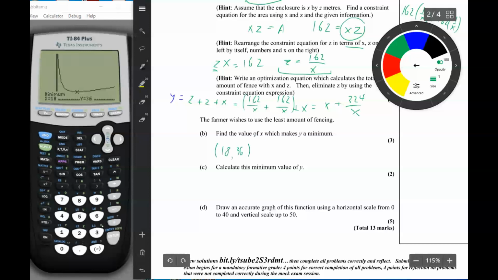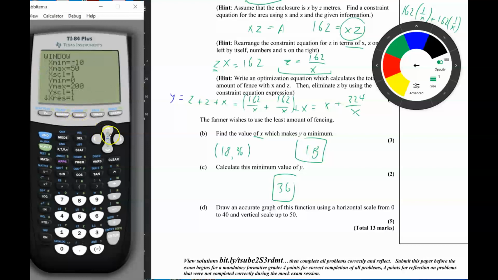First they're asking me for the value of x which makes y a minimum, so I can say it's 18. Calculate this minimum value of y is 36, we already know. Okay. Then it says draw an accurate graph of this function using a horizontal scale from 0 to 40 and a vertical scale up to 50. So let's adjust our window so that it looks like that. So it would be 0 to 40, and then the y min would be 0 to 50. I forgot a 0 here. 0 to 40 and 0 to 50, just like it says here. And then we're going to graph.